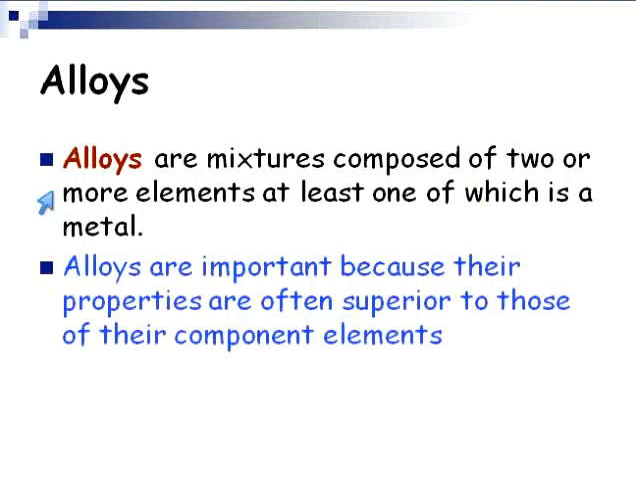So alloys. Alloys are mixtures composed of two or more elements, at least one of which is a metal. They are important because their properties are superior to those of their component elements. A lot of times when you mix things together, it makes a better product than the metals by themselves. And we call this alloys. And we have a lot of alloys.